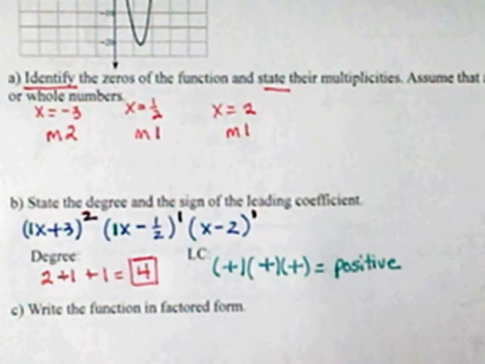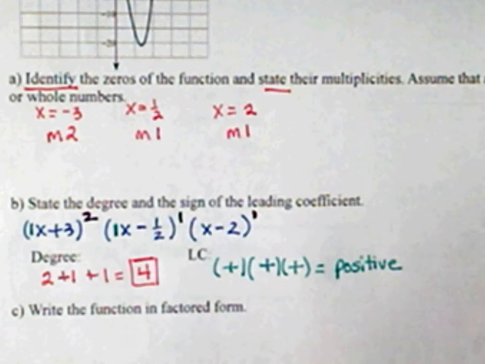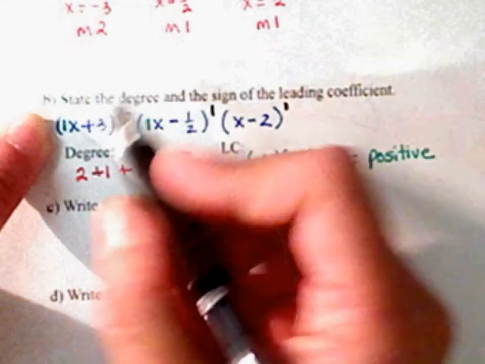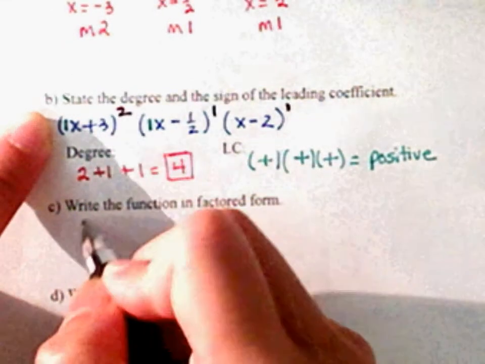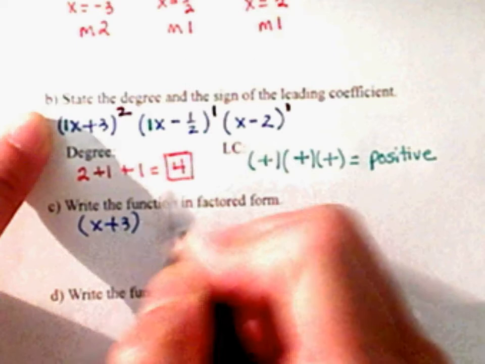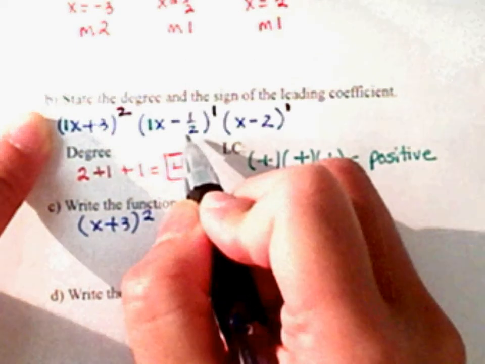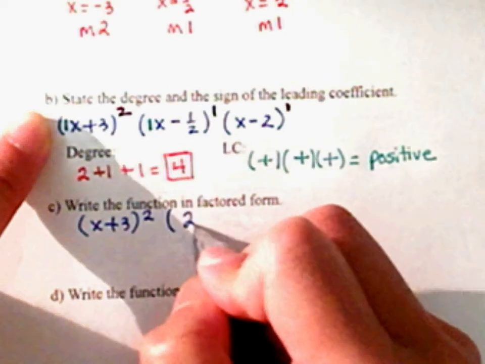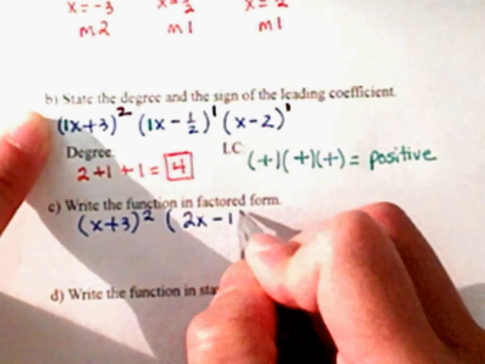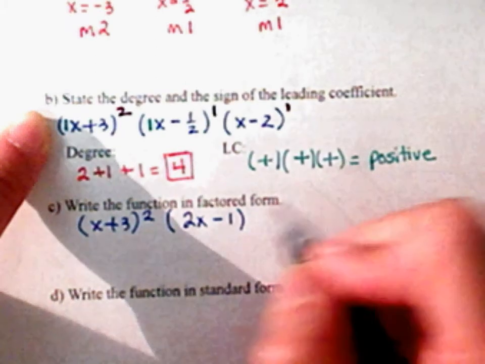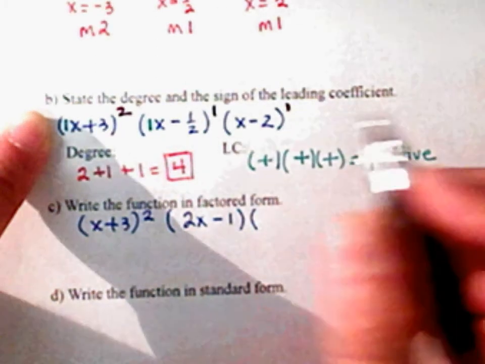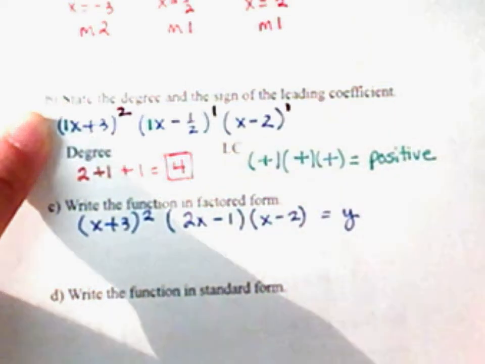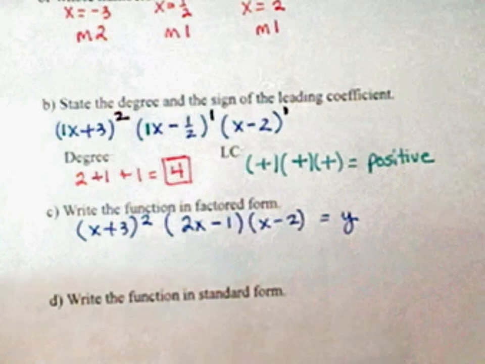Now it says, write the function in factor form. So, let's see what we've got. We have this part right here. I'm going to move this up and I'm going to base on this. This is the factored form. X plus 3 squared. Now, your 2 goes to the bottom, so that way we can get rid of the fractions. 2x minus 1, okay, to the first power, which you don't have to write, x minus 2 to the first power equals y. When you write a function, please put an equal y.